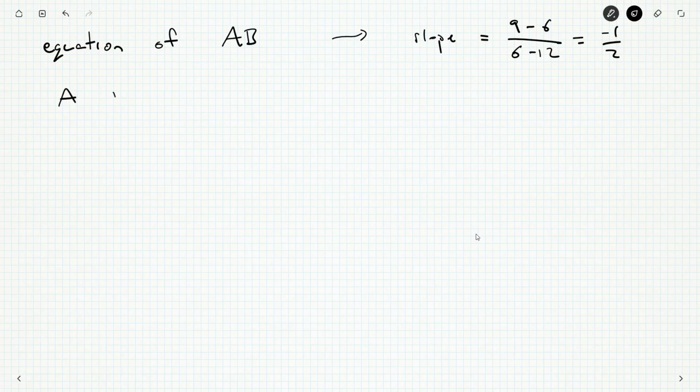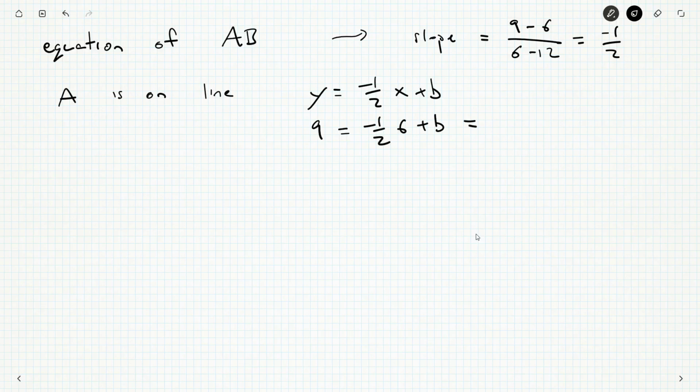Okay. A is on this line here. So y equals negative 1/2 x plus b. A is 6, 9, so it's negative 1/2 times 6 plus b. And so 9 is negative 3 plus b. b is going to be 12. So line AB has equation y equals negative 1/2 x plus 12.